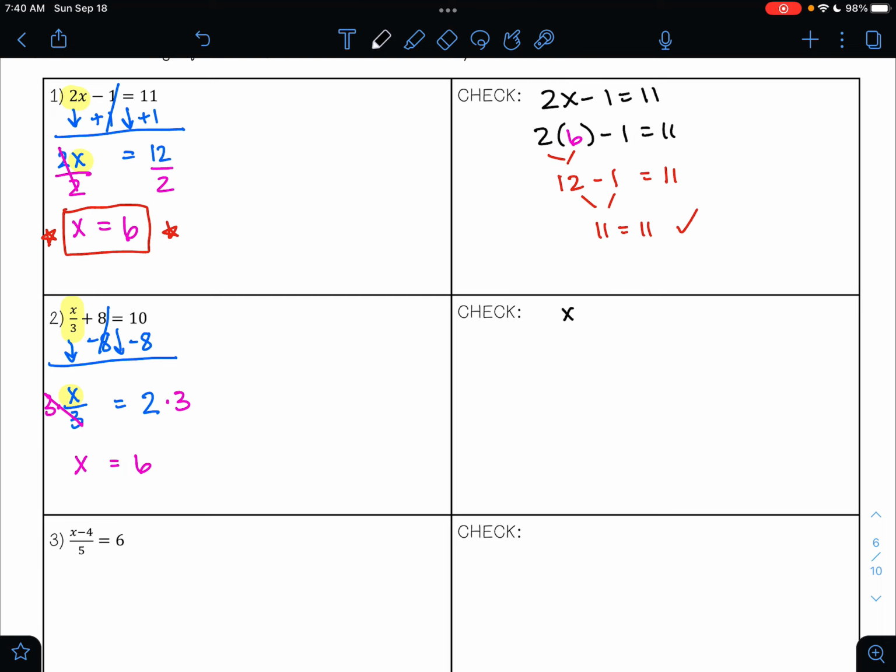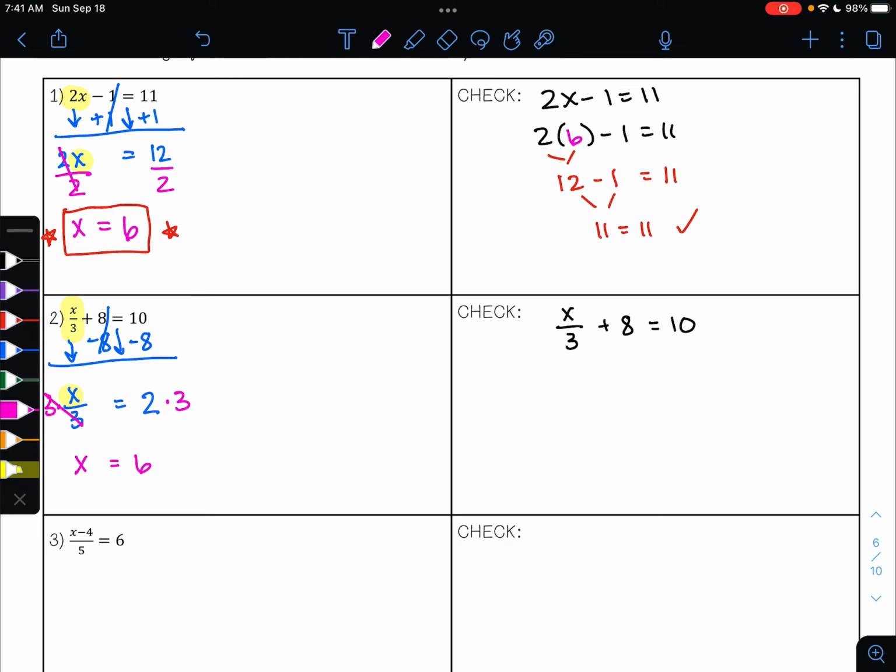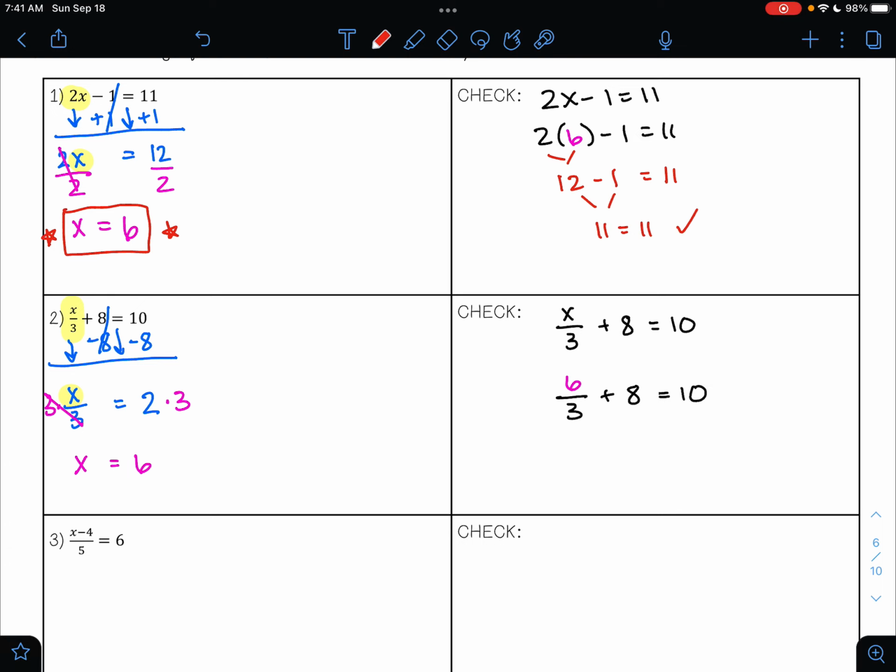What I'm going to do now is check my work by plugging into my original problem. When we solved for x, we found that x was 6. So I'm going to have 6 divided by 3 plus 8 equals 10. From here, I'm going to use my order of operations. So 6 divided by 3 is 2. 2 plus 8 is 10. Does 10 equal 10? Yeah, that's a true statement. So x equals 6 is our answer.